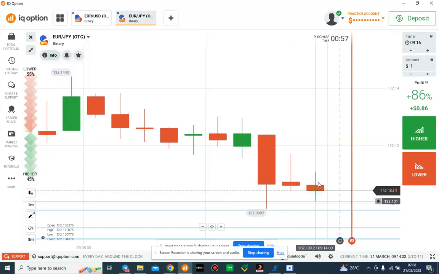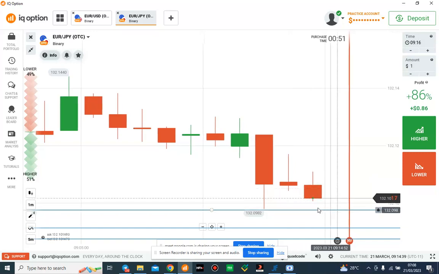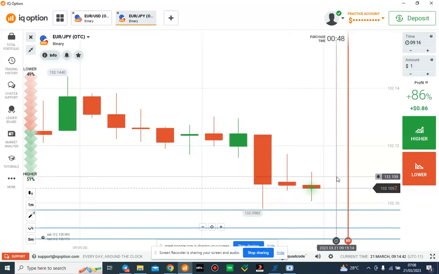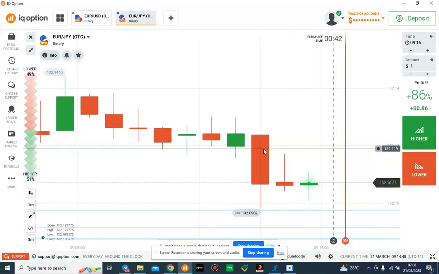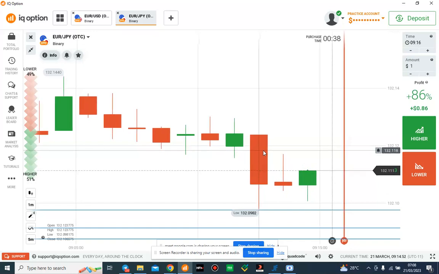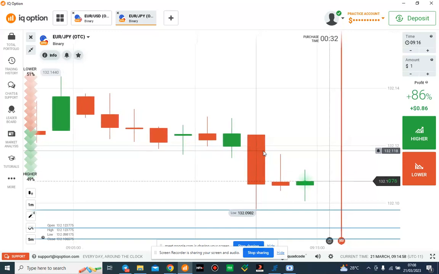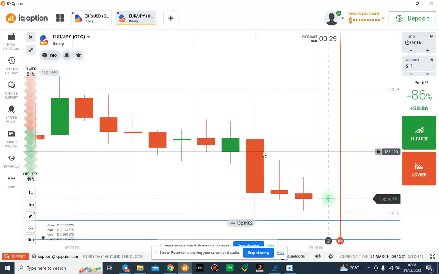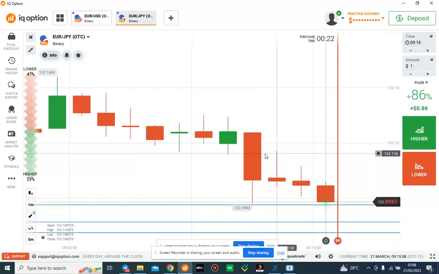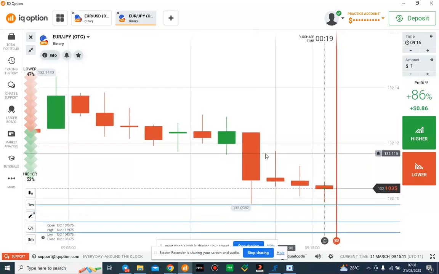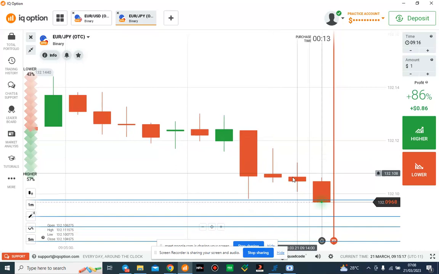Watch closely. Because of this type of candle, I expect sellers to go more down. This is selling pressure. I expect sellers to go more down to reach this level. As sellers are going down, watch, almost, a little bit more, a little bit more.